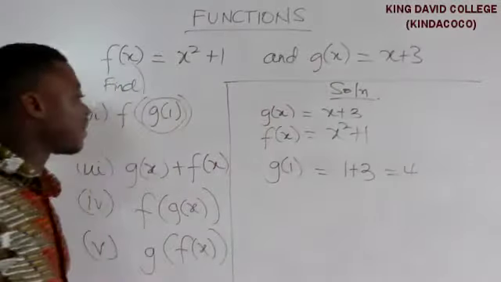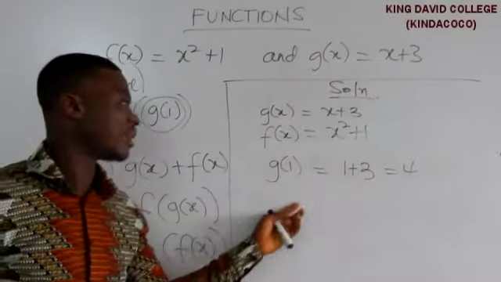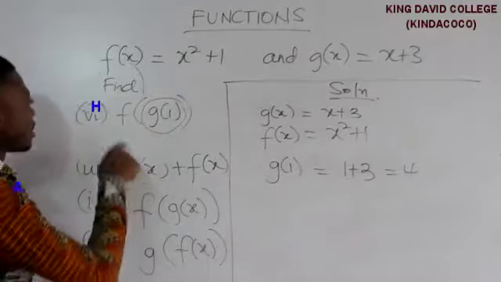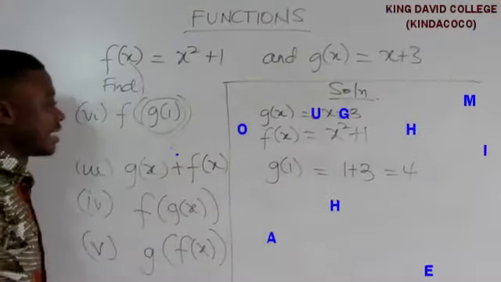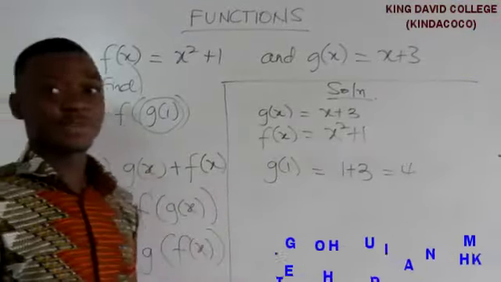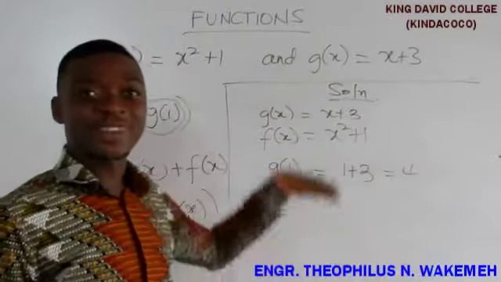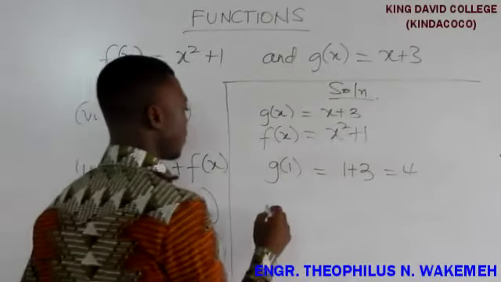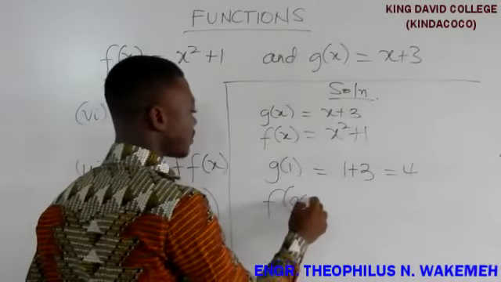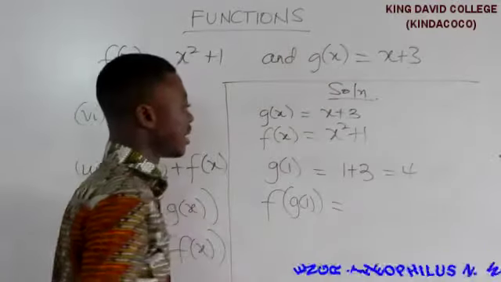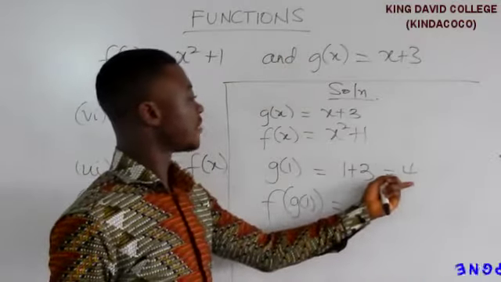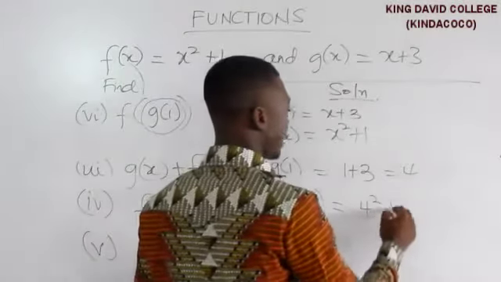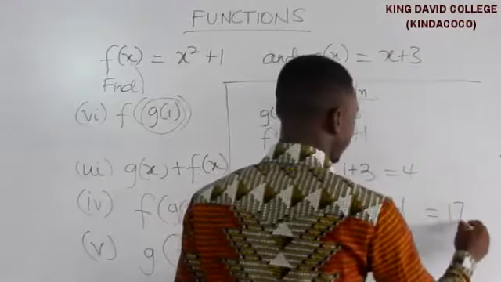So it means that anytime I see the statement g of 1, it means that the value is 4. So if I am asked to put g of 1 into the f function, it's virtually asking me to put 4 into the f function. As simple as it is. So f of g of 1, we are putting this value into this. So 4 squared plus 1, and that is going to be 17.